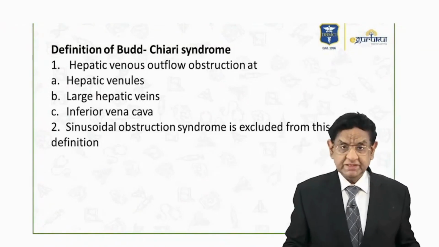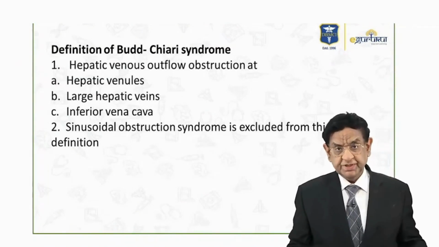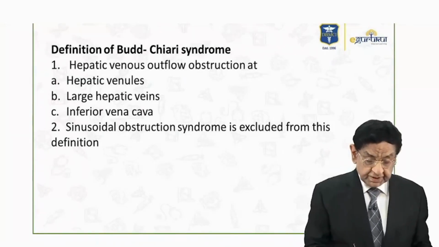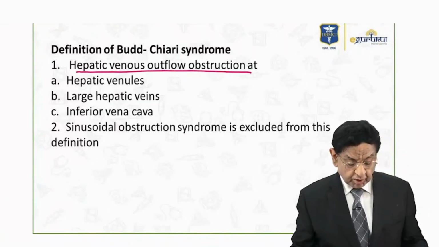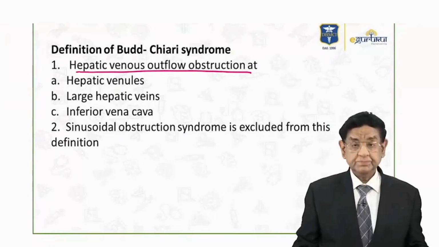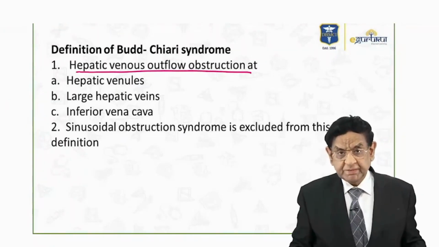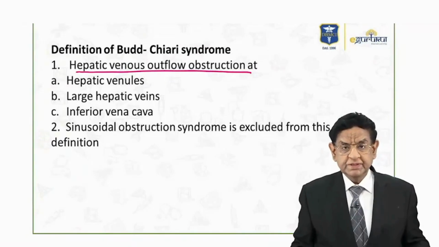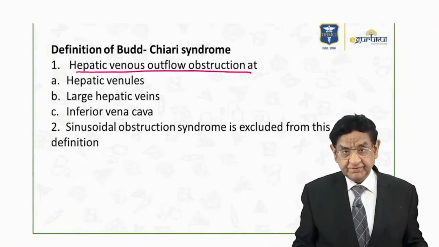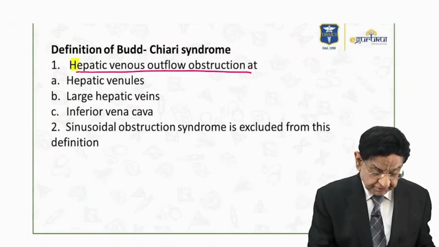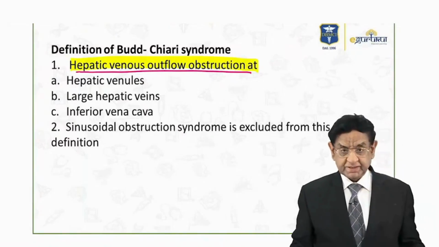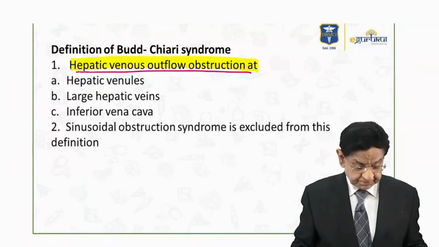So first of all, let's learn what is the definition of Budd-Chiari syndrome. The key factor is hepatic venous outflow obstruction. That means there is some problem of venous return from the liver. So this is the first key word to be remembered in today's lecture.